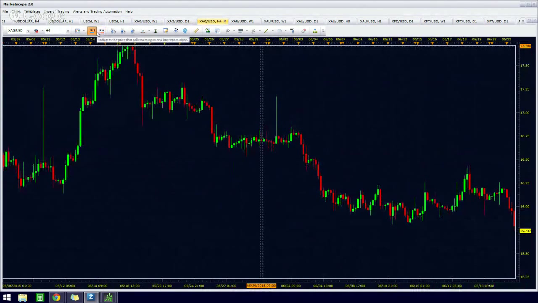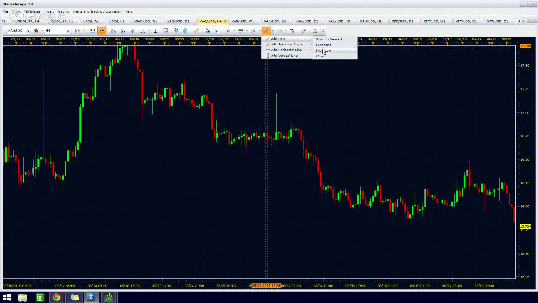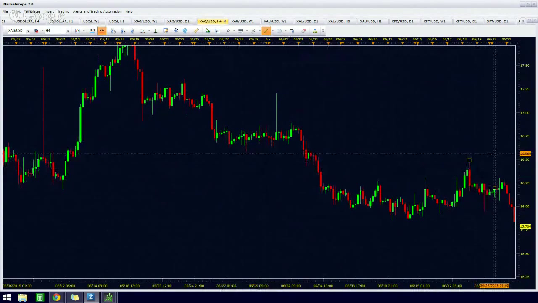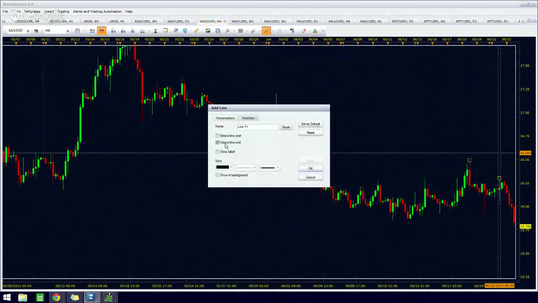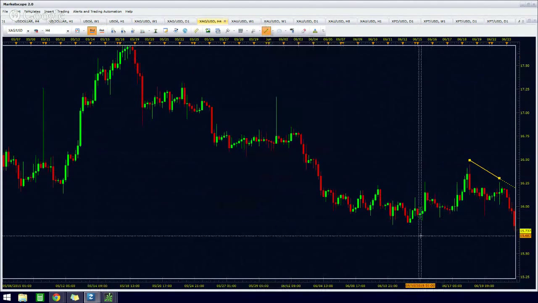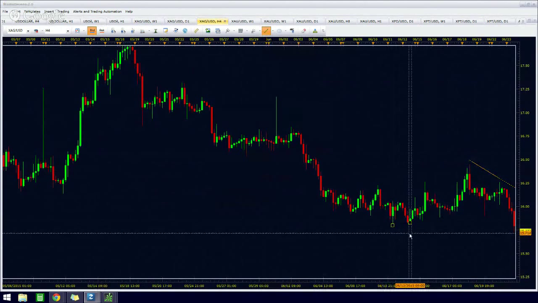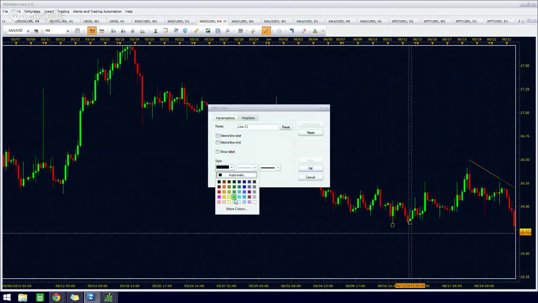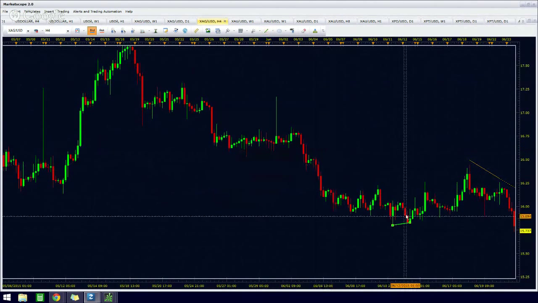Let's go ahead and start with the resistance as we're on ask. Swing high, swing high. We'll adjust this as we go along. It may not be perfect. I've yet to do this myself. Swing low for our support. We're on the bid chart now.